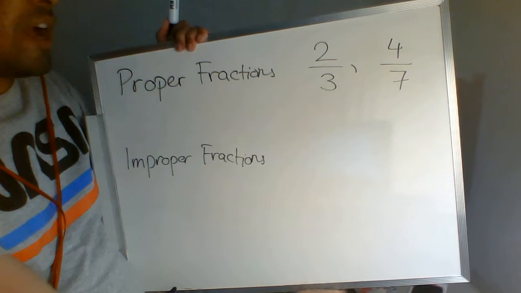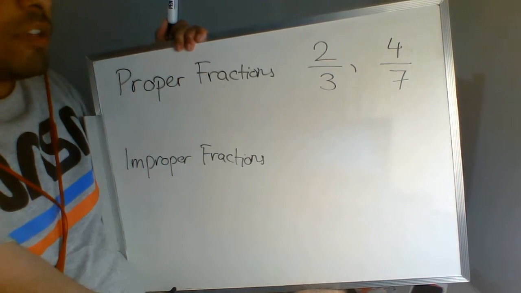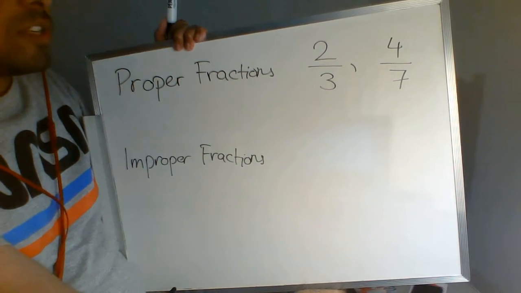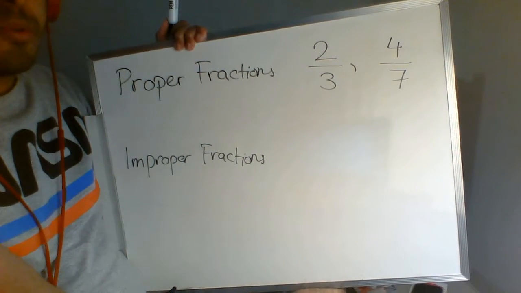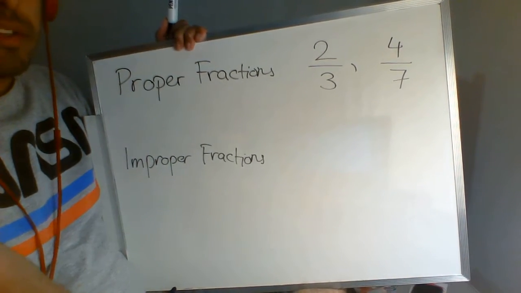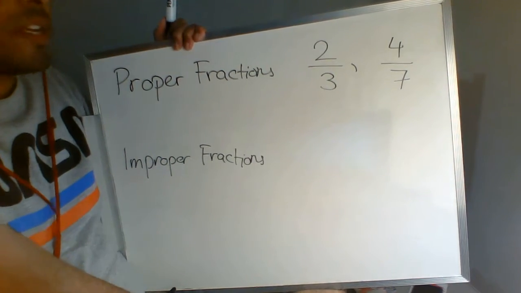And we'll see that a little bit later, when we start converting fractions into decimals, a few lessons from now. You'll see that all of these proper fractions, when you turn them into decimals, they're all going to be numbers between 0 and 1. They're all going to be 0 point something something.